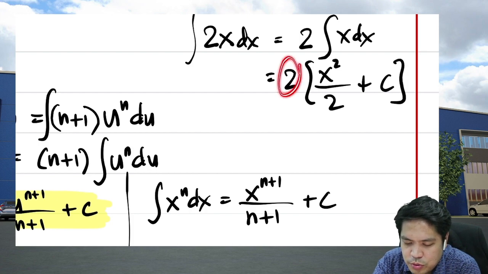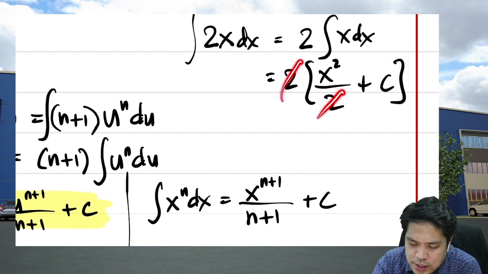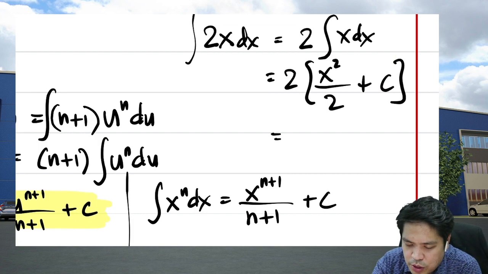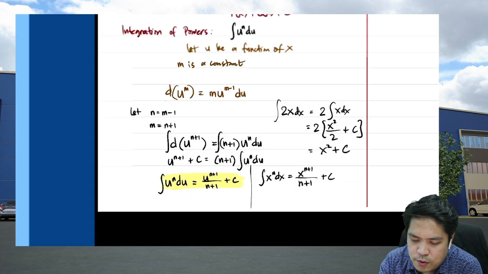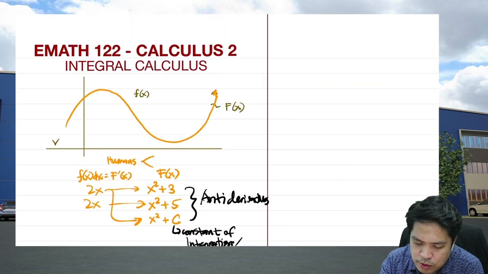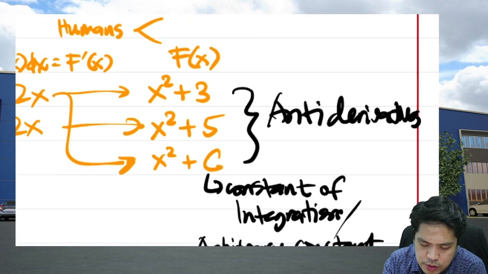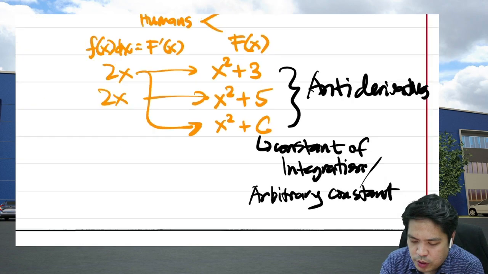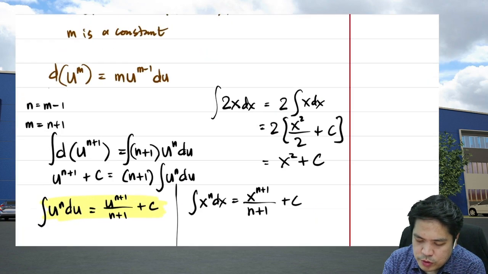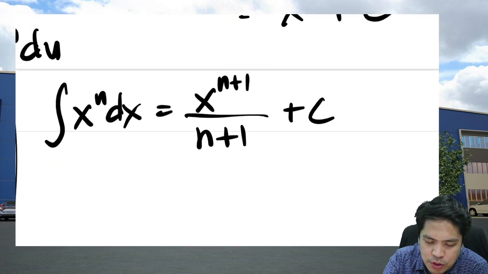But remember, 2 times c is still c. So, therefore, we just cancel this out. So, that would be x squared plus c. So, yun yung answer natin kanina. Sorry, ito. Here. So, the integral is x squared plus c. So, ganun lang kadali. But wait, there's more.